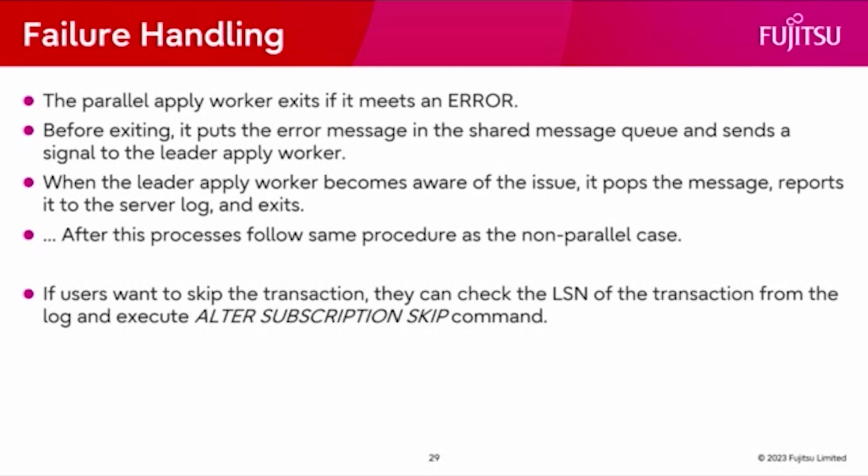After this, processes follow the same procedure as in non-parallel mode. The launcher restarts an apply worker, and the apply worker requests the streaming data starting from the last received LSN. Then the walsender starts sending data from the requested point. Additionally, if users want to skip the transaction, they can check the final LSN of the remote transaction from the server log, and then execute the ALTER SUBSCRIPTION SKIP command.